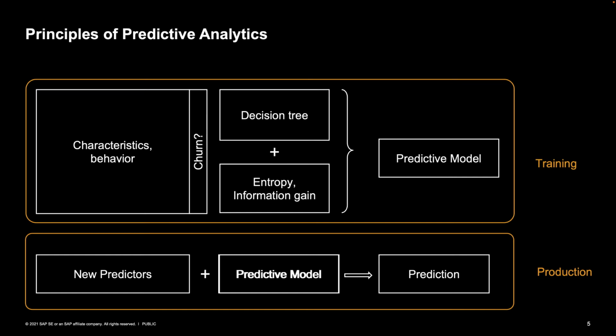We end up with a predictive model. Here, it would be the decision tree. We then can use a data set where we don't know if the customers will churn or not. Apply the decision tree, the predictive model, and then we get a probability for each of the customers to churn.